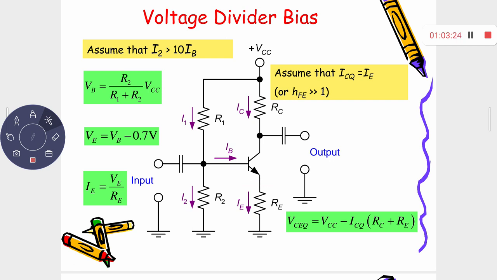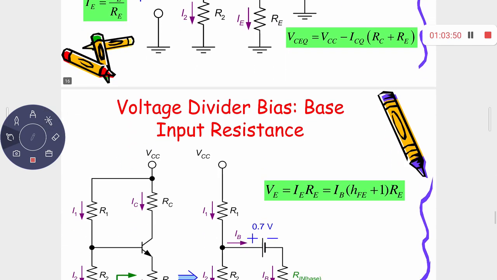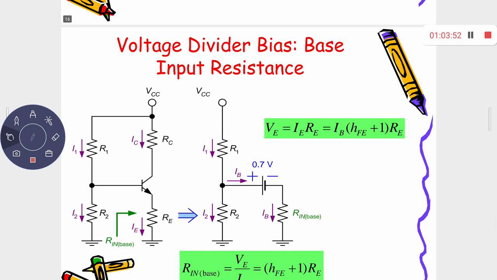You divide this emitter voltage by RE, you'll be getting the emitter current. Once you get the emitter current, you'll be getting the base current. And once you get the base current, you can find out the collector current. Right? That's a stiff voltage divider bias. Stiff, that is the condition. So the condition is that the current through the resistor R2 must be greater than 10 times the base current. Right? Yeah, that is the condition.